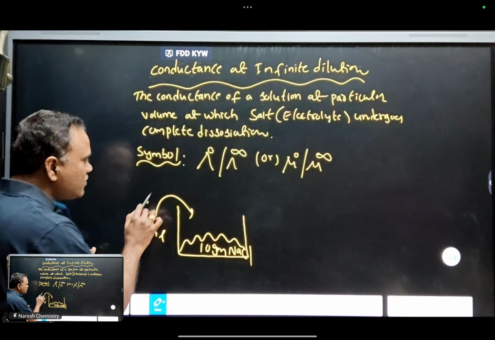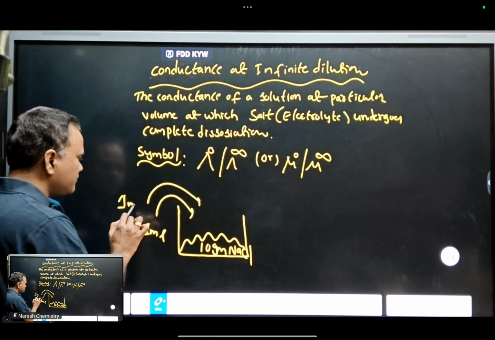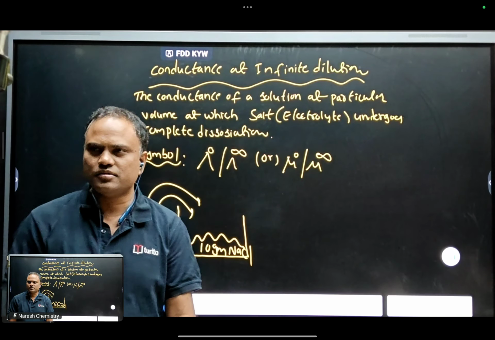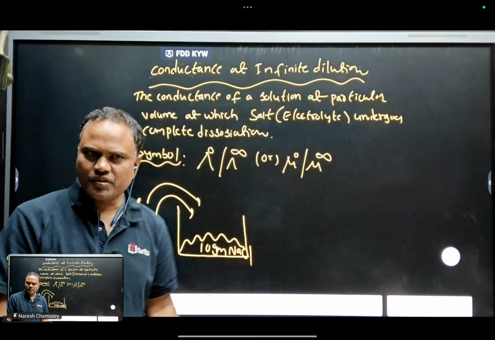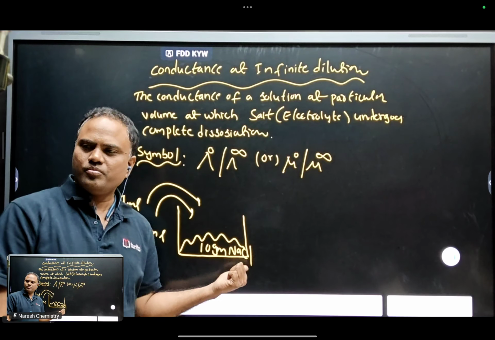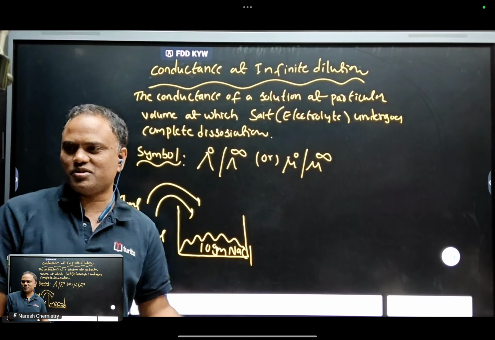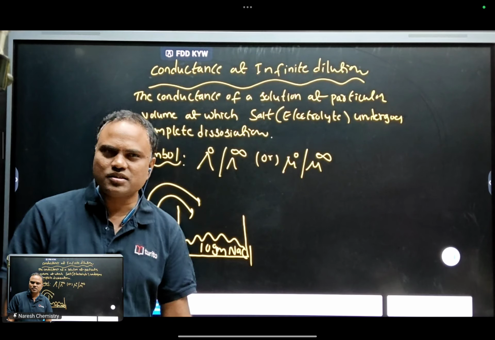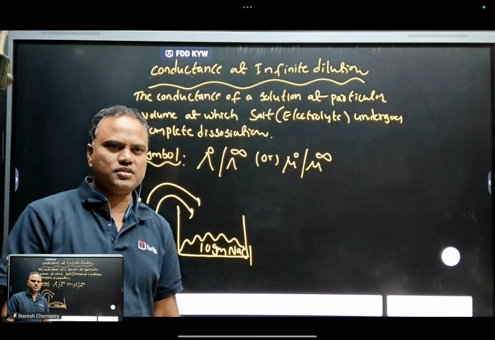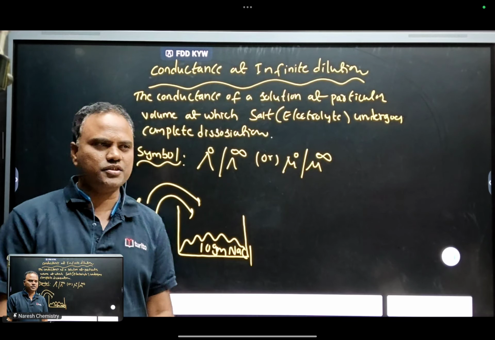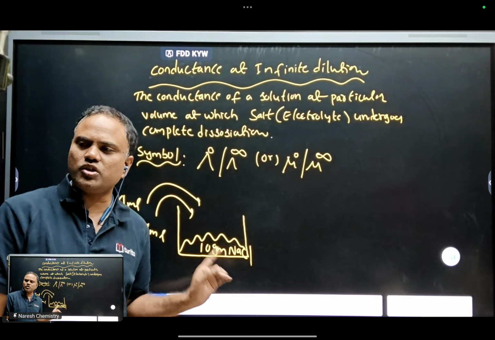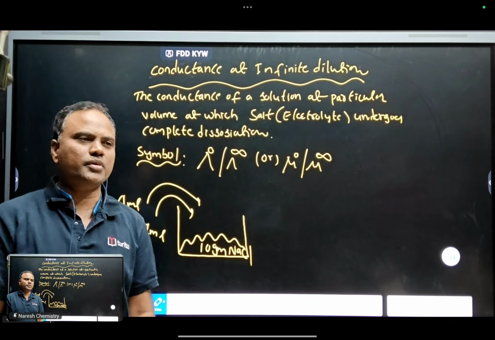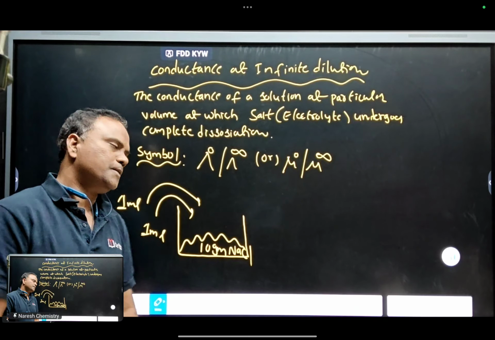Next, add another 1 ml water. What happens? Another 1 gram salt undergoes dissociation and the number of ions increases. Conductance also increases. Now how much amount of water did you add? Now, 2 ml.